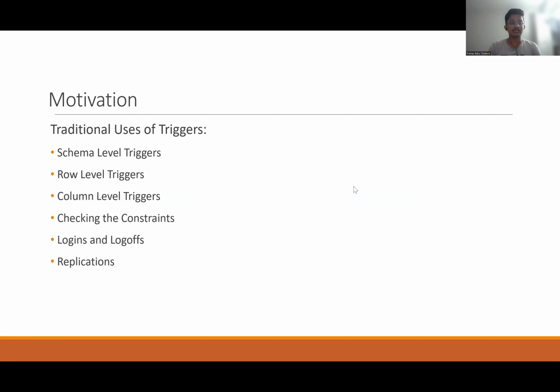And this also covers the traditional uses of triggers. The schema level triggers can be created by any user of your current database. Coming to the row level triggers, these fire once for each row that is affected by a triggering event. The column level triggers are used after the row level triggers, when the new column value has already been stored in the table.